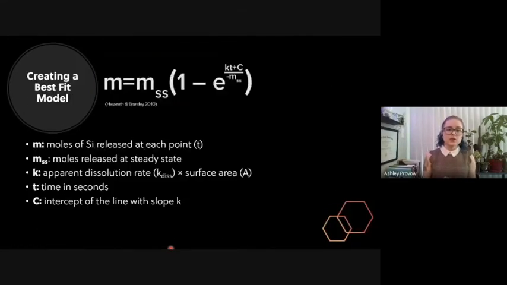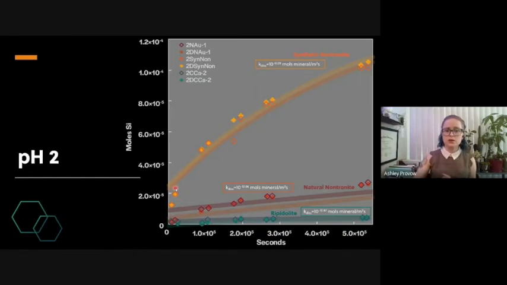Once we do that, we can create a best fit model using this equation. Again, moles of steady state is just the average of the last 2 points. Then we take the apparent dissolution rate as calculated in the previous slide and multiply that by the surface area or the slope of the trend line from the previous slide up here. We also use the intercept of that trend line in this equation. Once we do that, we can create a nice model that looks like these lines here.